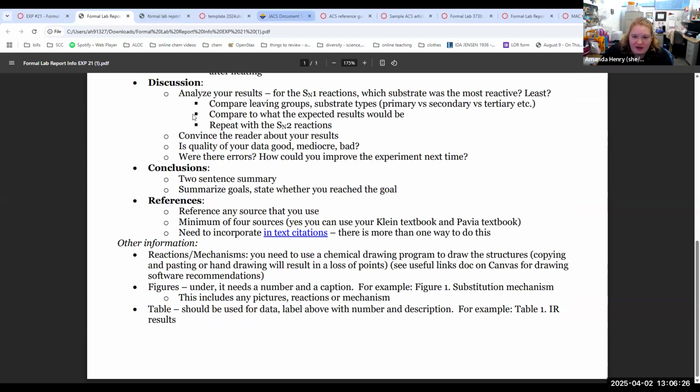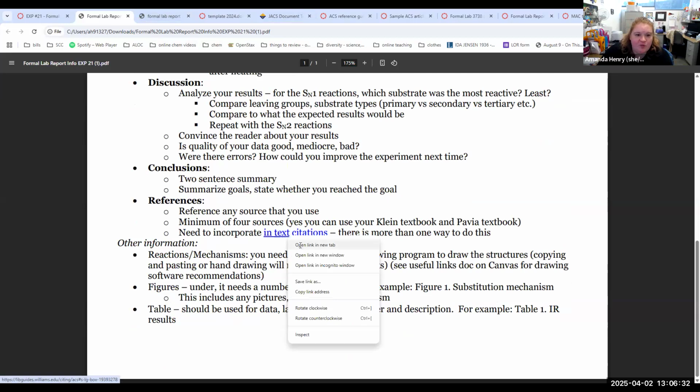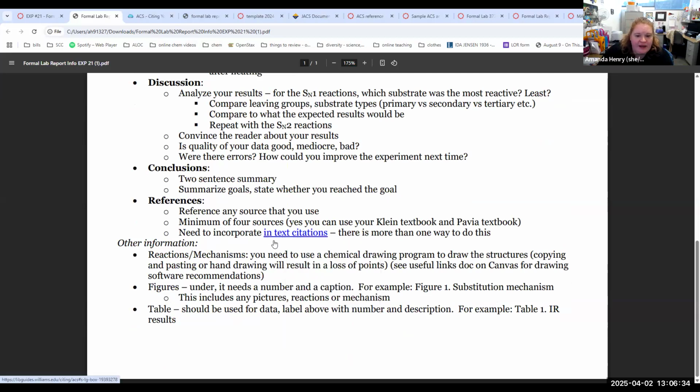I'll show you how to do that on a later tab. And then you do need to use in-text citation. So I haven't opened that. We'll add him in there. And then down here is telling you that when you have either a picture or a table, it needs to be labeled. So for pictures, you're going to label it with a number and a caption, like figure 1, substitution mechanism. And then for tables, same thing. So table 1, SN1 reaction results.